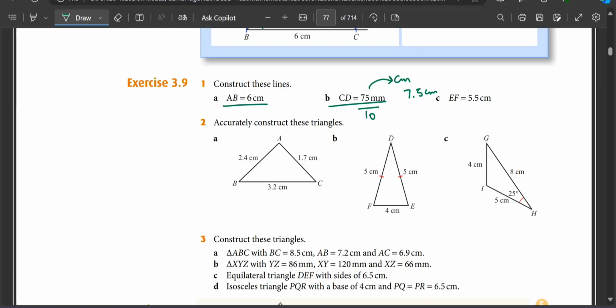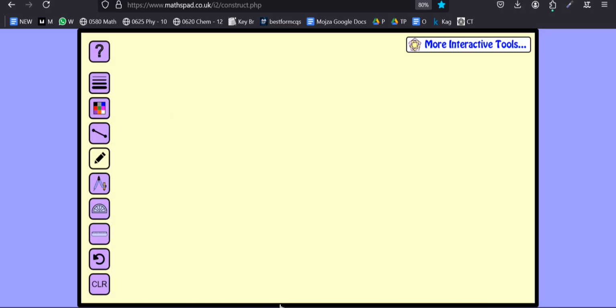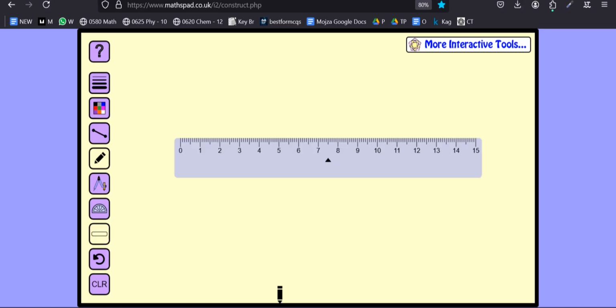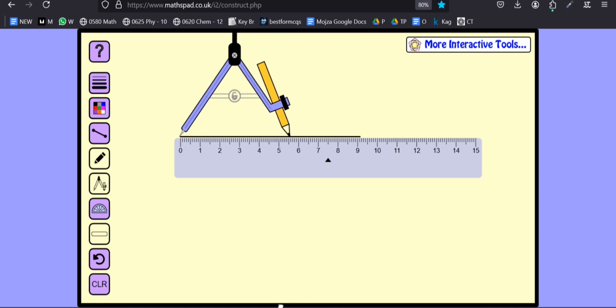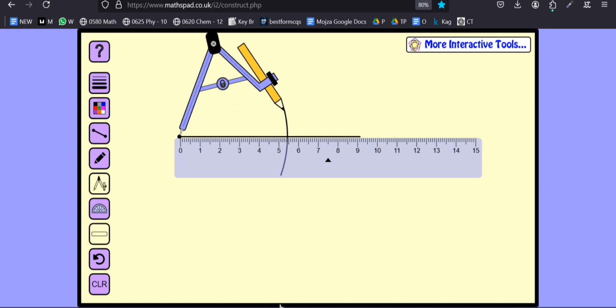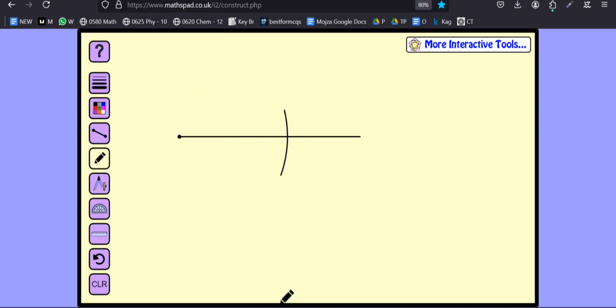Now let's make EF, which is going to be 5.5 centimeter. We're going to clear the screen. We're going to make another line, and just as it is. And now we're going to open our compass, and we're going to keep it till 5.5 centimeter. Now we are going to remove the scale, or we can just move it like this. And we're going to move our scale and compass, and now we know this was E, and this is F, and this is 5.5 centimeter. Right? So this is how we will make these.